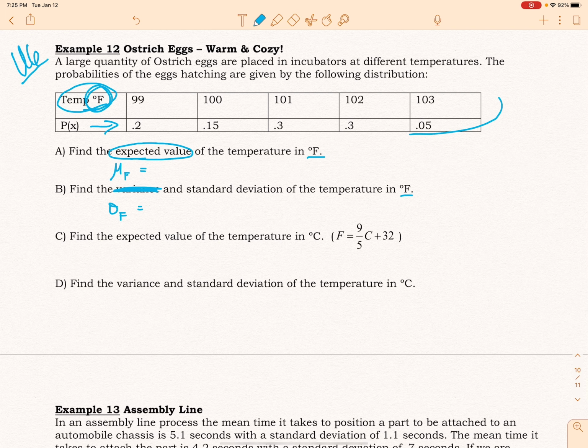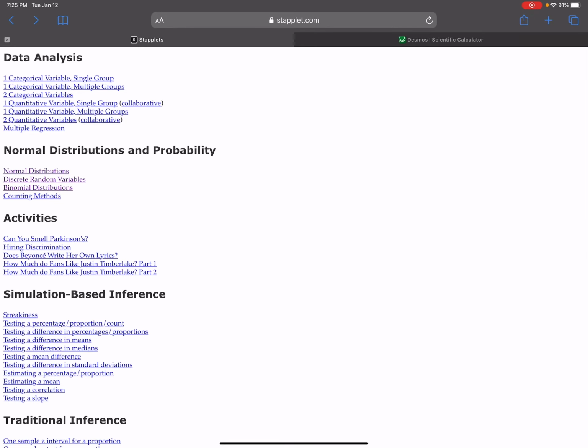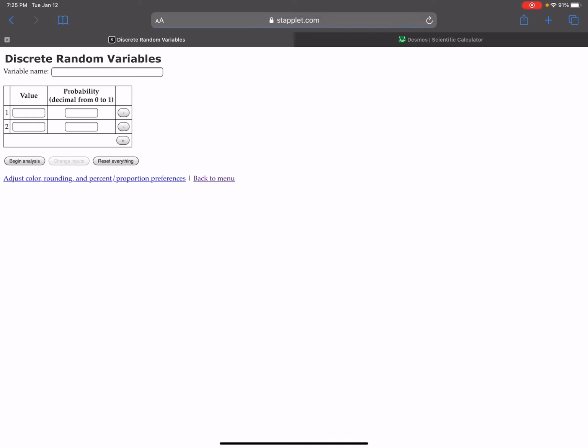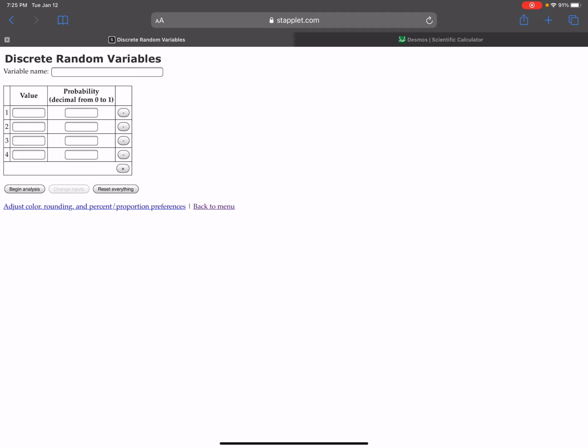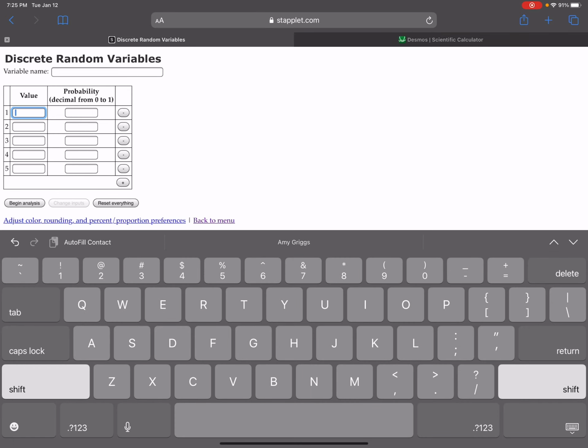So I'm going to take my table, and if you'll remember how we do this in Statplet, I am just going to visit Statplet, and I'm going to choose under normal distributions, discrete random variables. And we're not going to name this because we don't really need to. So I've got 5 temperatures here. So I'm going to add a few more of these here. So I am going to now put in my values.